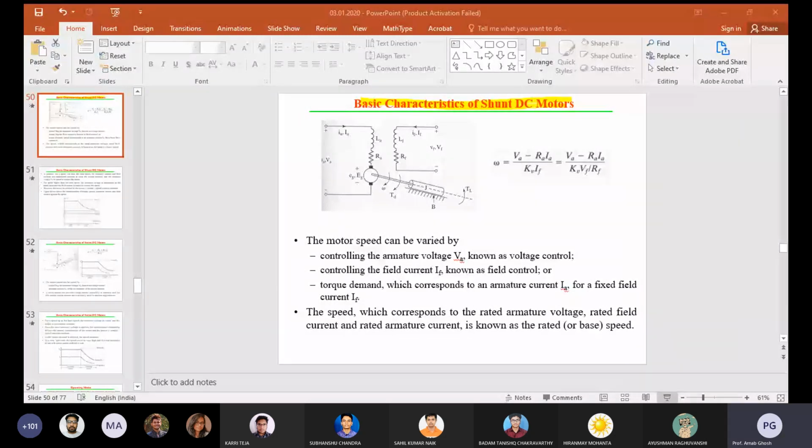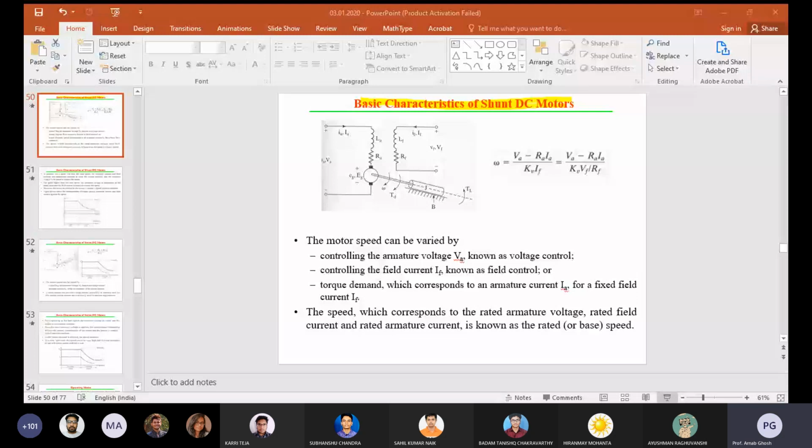If you want to change the speed, you can change Ia Ra. An additional resistance can be put in series with your armature, which causes an additional drop of the armature voltage, so directly the motor speed changes. Controlling the armature voltage Va is known as voltage control. Controlling the field current If is known as field control. Or torque demand, which corresponds to the armature current Ia for a fixed field current If. These are all very common ideas.